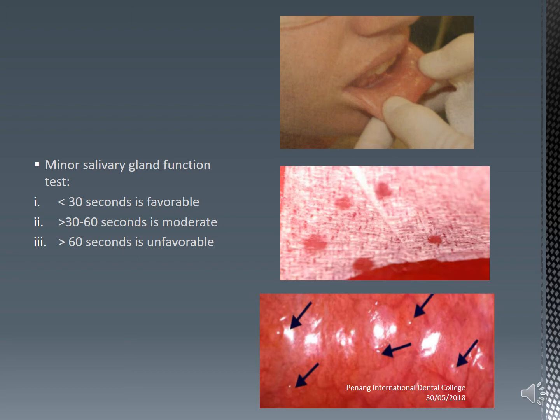If the droplets are formed in less than 30 seconds, then that means the salivary gland function is favorable. If it is between 30 to 60 seconds, the function is moderate, and if it is greater than 60 seconds, that means the salivary gland function is unfavorable. So in patients with unfavorable minor salivary glands, we can expect the caries susceptibility to be higher.